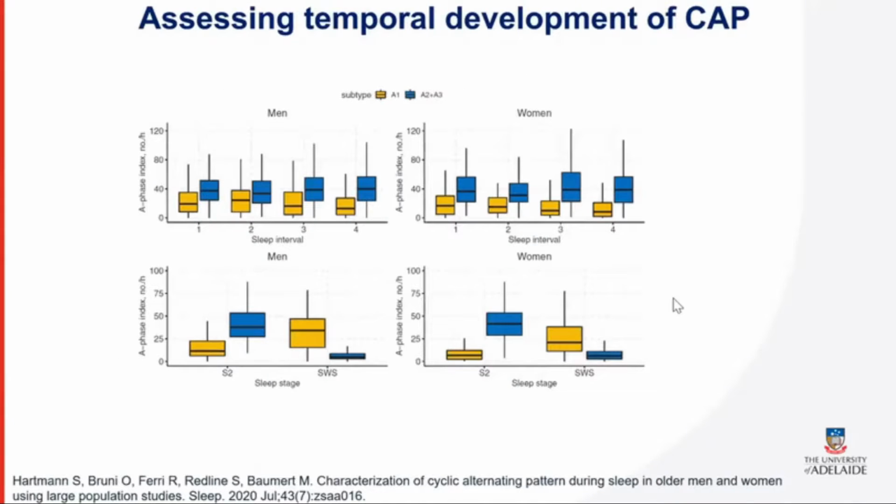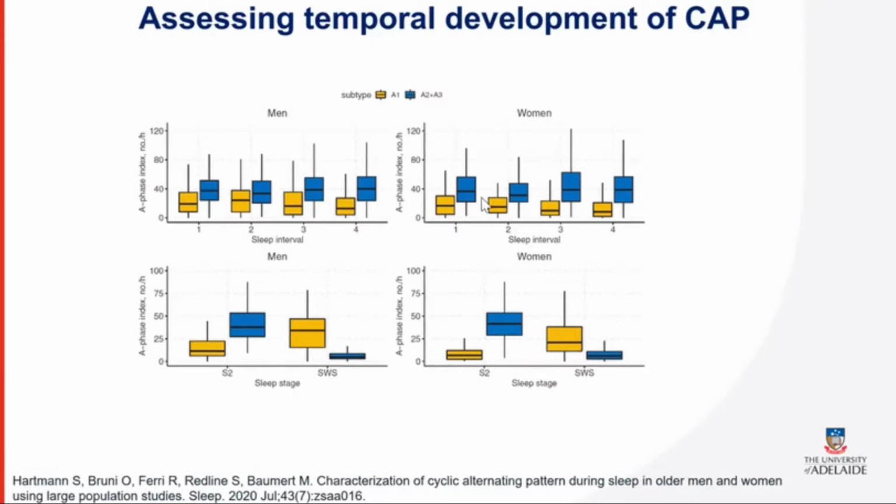We also tried to look at the temporal development, making use of the fact that we can study dynamics. We looked at the sleep interval, which we defined as 90 minutes of consecutive sleep, and we looked at subtype A1, shown in yellow, versus subtypes A2 and A3, which we combined. You can see across time, in men as well as in women, that the further sleep progresses, the fewer A1 phases there are, and you get more A2 and A3 phases, which is what you would expect, because towards the morning hours, people become more arousable.